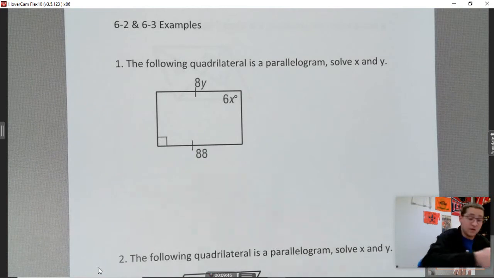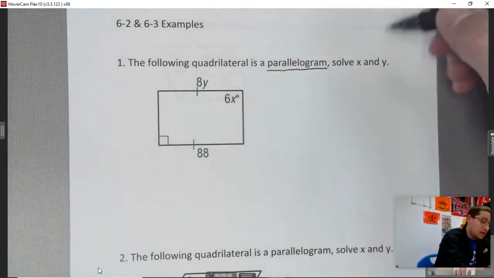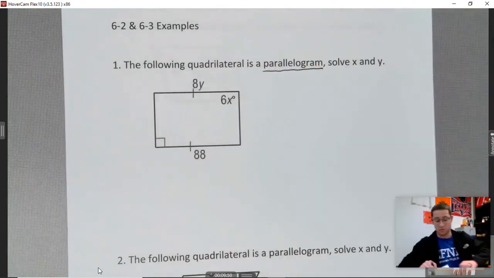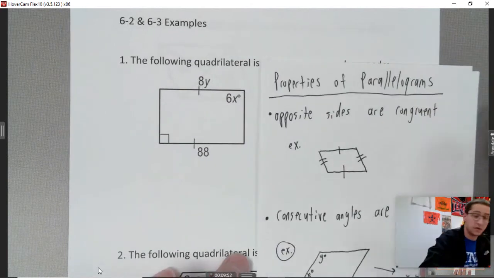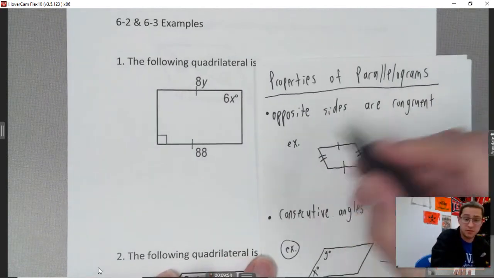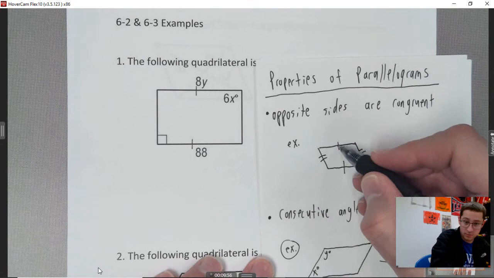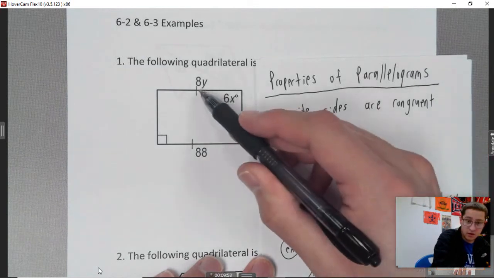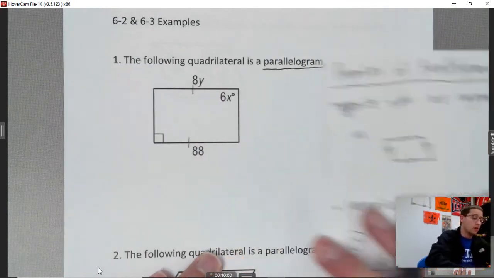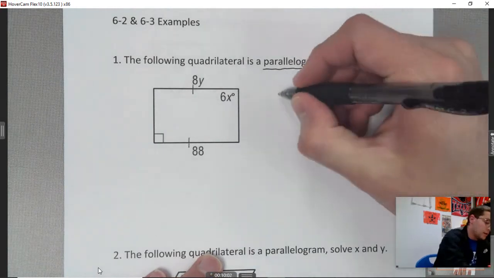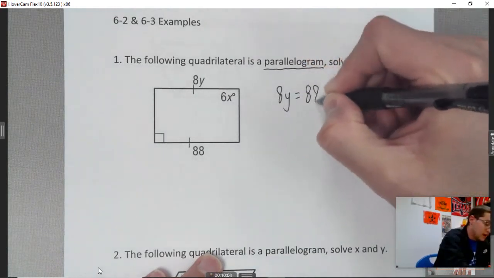If I know it's a parallelogram, then my opposite sides are congruent. So I'm using this first property, the first one we learned, the opposite sides are congruent, for example, right? Boom, boom. That's why we have this right here, boom, boom. Well, what does that mean about y? That means that 8y is equal to 88.